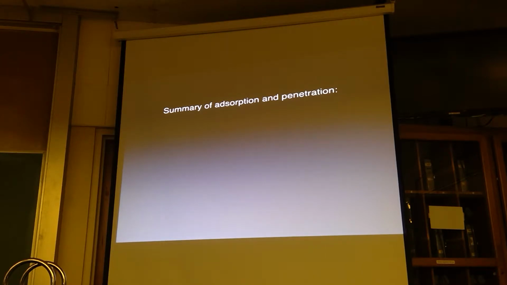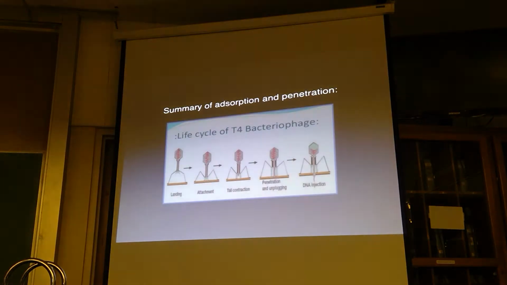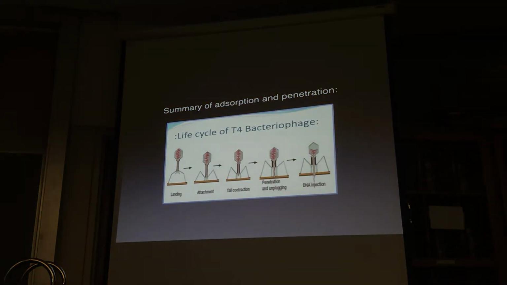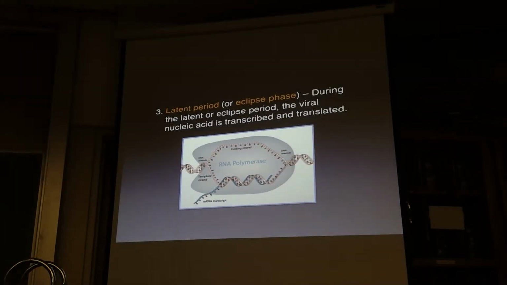So once the virus gets in, and again, this is a summary of virus absorption and penetration, just showing landing, attachment, tail contraction, penetration, and then the DNA going in. After that happens, the virus goes into what's called a latent period. Not surprisingly, a lot of times in life cycles, there's more than one name. As I said, attachment can be called attachment or absorption. Penetration, as far as I know, is always penetration. The next phase is either latent period or eclipse.